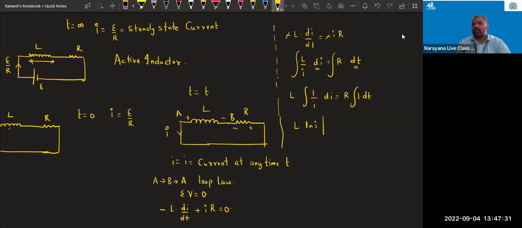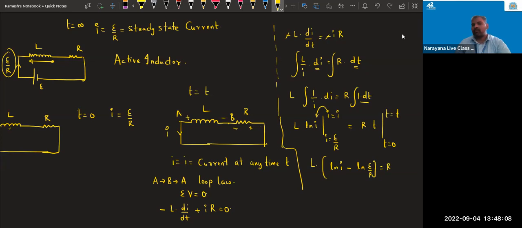When your observation started, what is the current in the circuit? E by R, the maximum current is flowing initially. After some time, I will assume the current is I ampere. What is the integration of 1 into dt? T. When your observation started, what was the time? 0. When it completed? After t seconds. Put the upper limit first. So L into bracket start, ln of I minus ln of E by R, equals R into T minus 0.